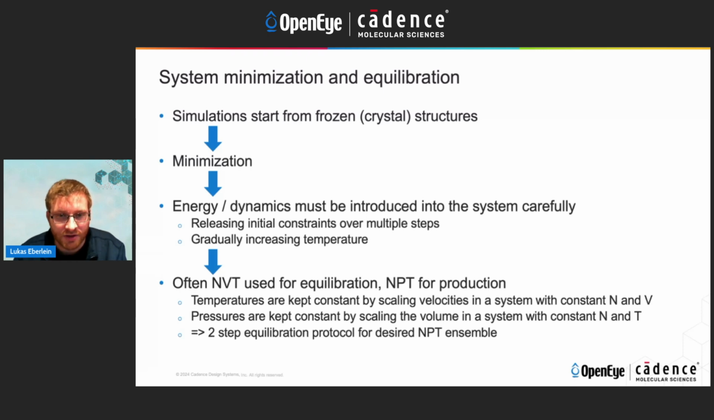The production run is most often carried out in the isothermal-isobaric or NPT ensemble, which corresponds to physiological conditions. Therefore, a second equilibration step is often used, in which we keep the pressure constant by scaling the volume of the box.